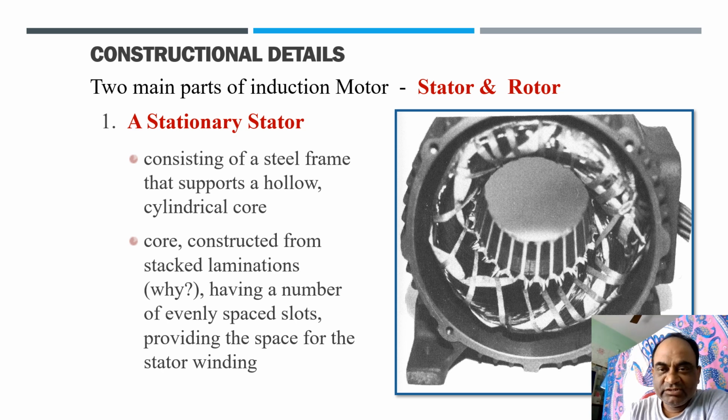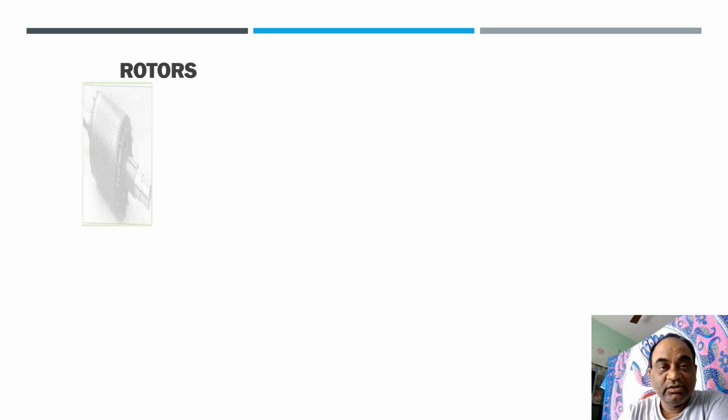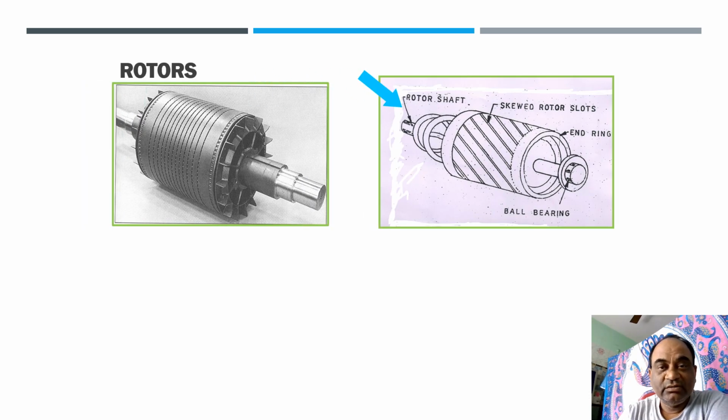As you can see in the picture, there is a stator, a stationary stator consisting of the steel frame that supports the hollow cylindrical core, because at this place the rotor will be fixed. The core is constructed from stacked laminations. They are laminated to reduce core losses, and it has a number of evenly spaced slots in which the stator windings will be placed. So that is it. Now let's try to understand the rotor part.